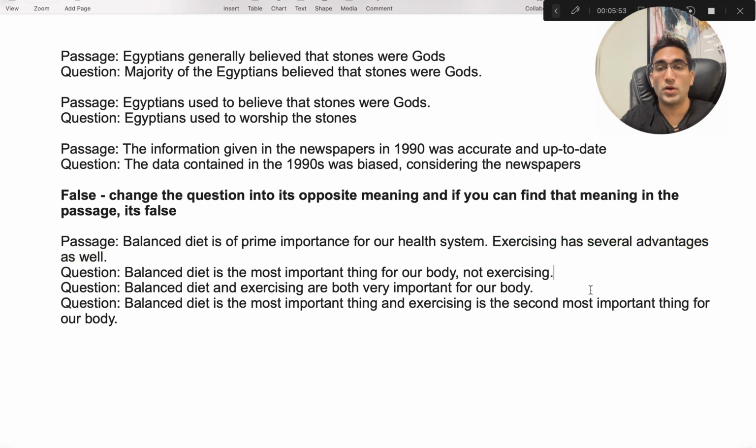The answer for all these three questions is not given. Why? Because exercising being important or unimportant or second most important is not the same as having several advantages. The opposite of important is not important, but the passage doesn't say anything about the importance of exercise. It could be, for example, you can smoke a cigarette. It has the advantage that it relaxes you. Is it important? No. So that's where IELTS can be tricky.